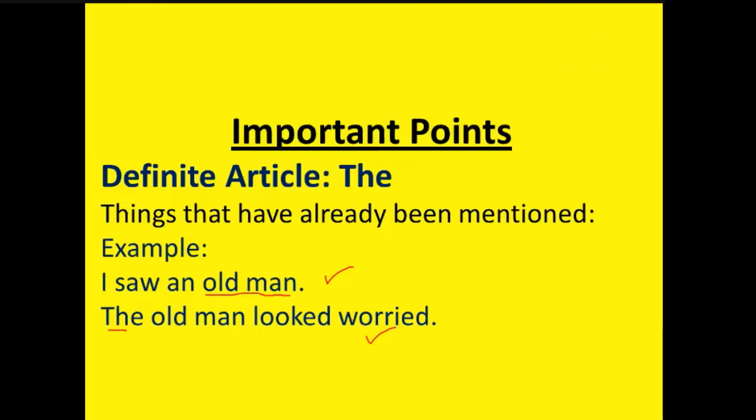Let's take one more example. So, for example, I saw a dog in the park. The dog looked very hungry. You need to keep in mind that when something has already been introduced, or we have already mentioned it in the first sentence, and we are talking about it again, the second time we are going to use the article the.